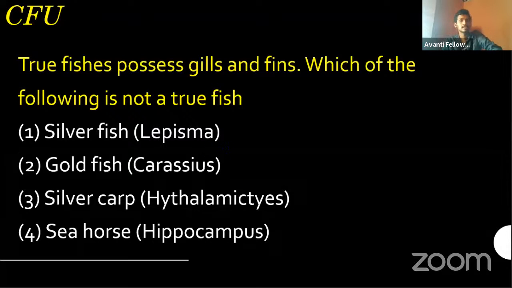True fishes possess gills and fins. Which of the following is not a true fish? Okay, they're asking about a true fish. You know the meaning of true fish, right? It has gills and fins. Which of the following is not a true fish? Sailfish Lepisma, goldfish Carassius, silver carp Hypophthalmichthys, seahorse Hippocampus.